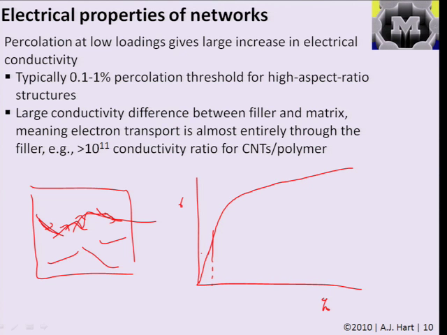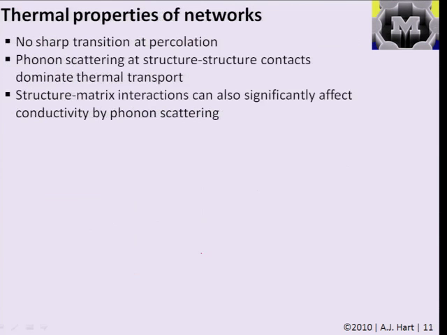And in a lot of these applications as well, there's a large difference in conductivity between what you're adding and what you have in the first place. So if you're, for example, adding carbon nanotubes to a polymer that is essentially electrically insulating, it has a very, very low electrical conductivity, and the nanotubes are electrically conducting. So the transport through the filler dominates the electrical properties of the network.